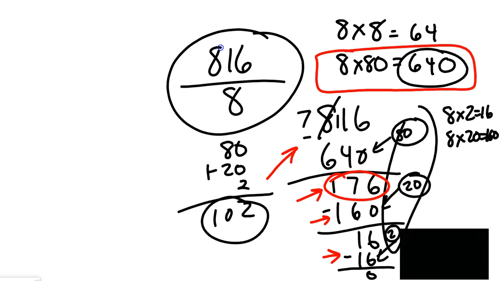To recap, 8 goes into 640 80 times. 8 goes into 160 20 times. 8 goes into 16 2 times. And you add those all up and you get your answer of 102. This is just a quick down and dirty of what we've been doing in class, doing that division using math sense other than the division algorithm.